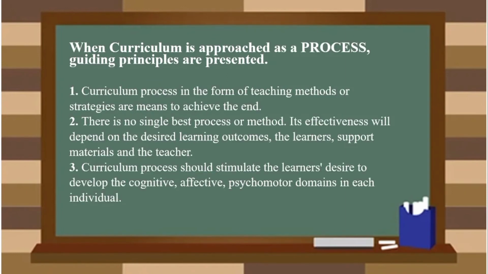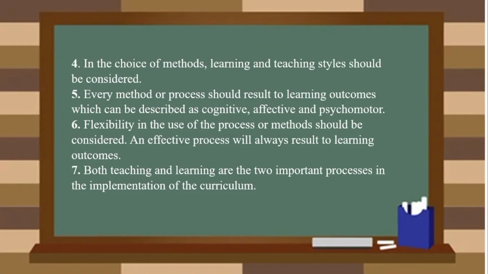When curriculum is approached as process, guiding principles are presented. Number 1, curriculum process in the form of teaching methods or strategies are means to achieve the end. Number 2, there is no single best process or method. Its effectiveness will depend on desired learning outcomes, the learners, support, materials, and the teacher. Number 3, curriculum process should stimulate the learner's desire to develop the cognitive, affective, and psychomotor domains in each individual. Number 4, in the choice of methods, learning and teaching style should be considered.